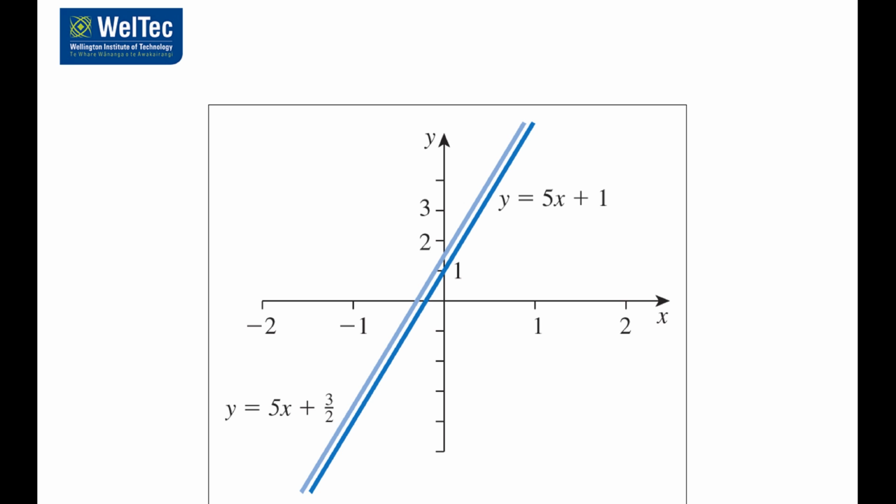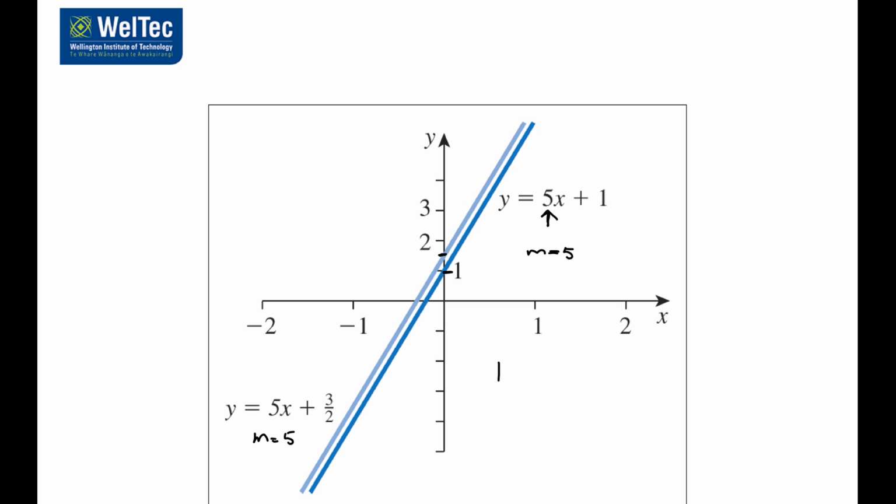This last graph is an illustration of what I said before. The two lines here are parallel. Now, they've been drawn not on top of each other. They're quite close because one's going through 1 here, and the other one's going through 1.5. They have the same slope. In each case, m is equal to 5.